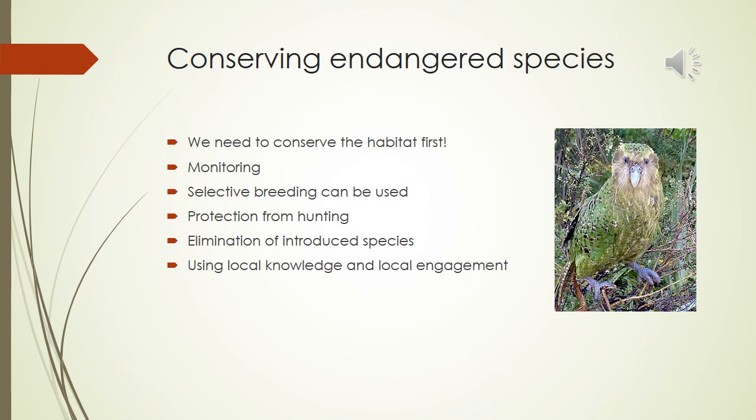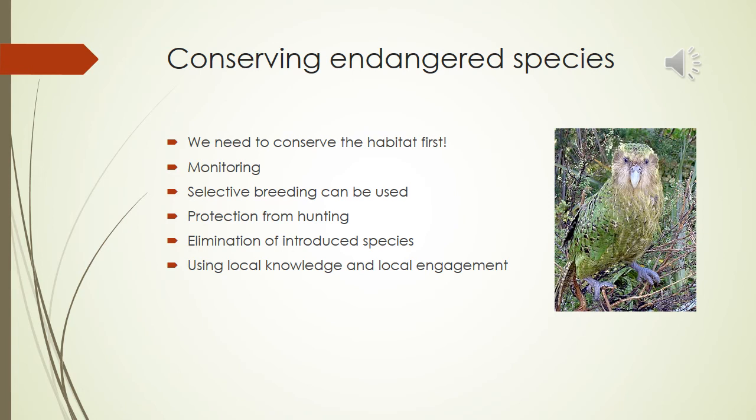So as biologists, we really want to protect endangered species. So how do we do that? Well, the first thing is, of course, to conserve the habitat first. In this case, we're looking at a flightless pigeon from New Zealand. We have to protect the forest where it lives first. Then we have to do monitoring. We have to know how many are left or how few are left, where they are, so we can protect them. In really bad cases, we can use selective breeding, where you have animals from captivity you reintroduce to get enough animals to get the population going again.